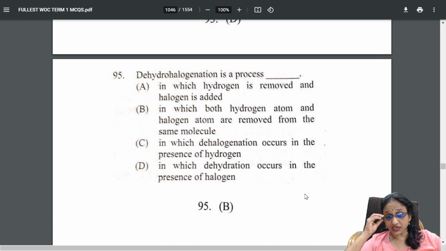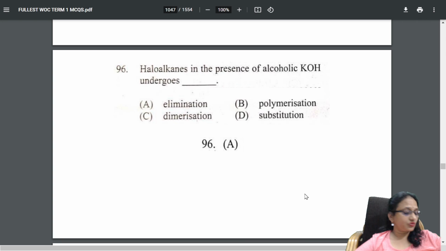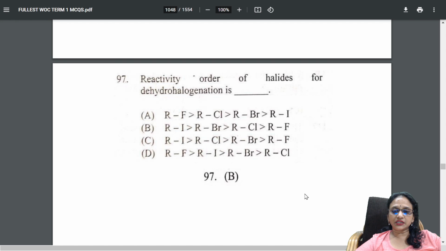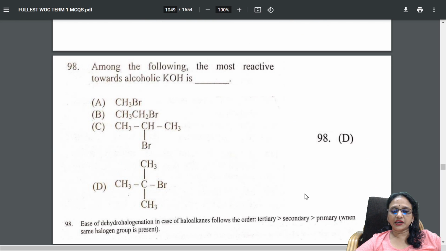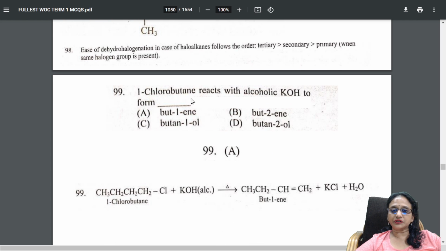Dehydrohalogenation, where you're removing a hydrogen and a halogen. First the concept. Then with which reagent you're doing it. What is the order for that? And examples for that. Further, they're going to give you more examples to apply the concept.